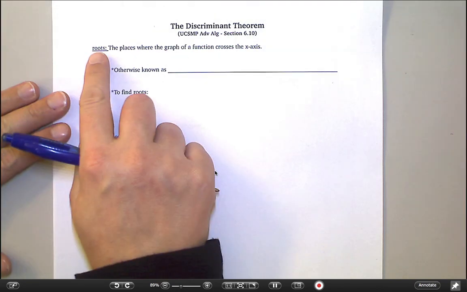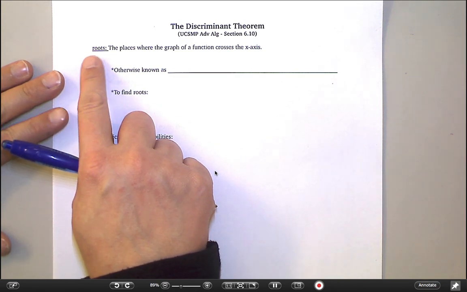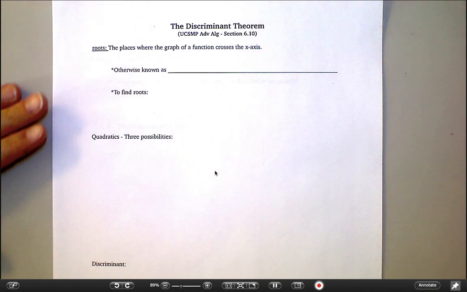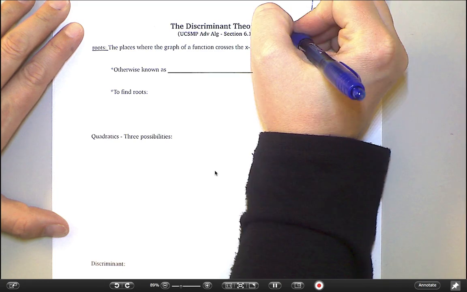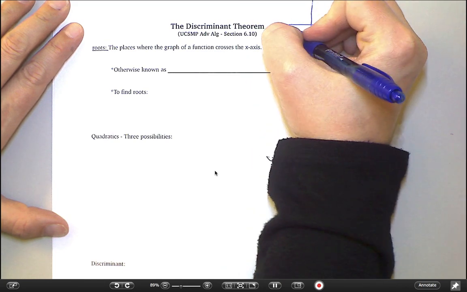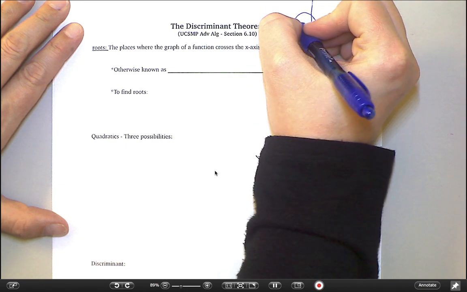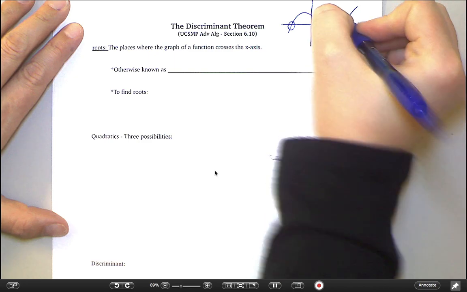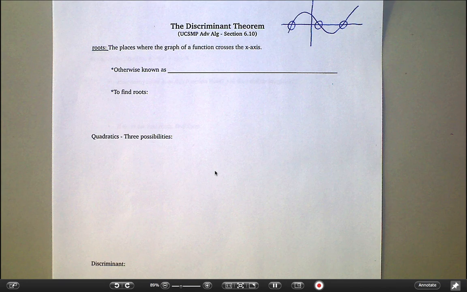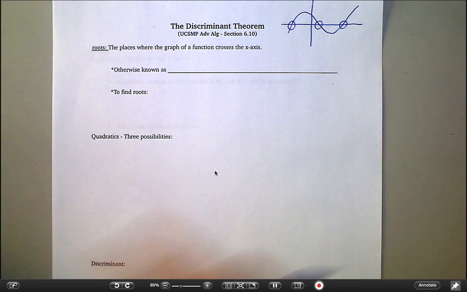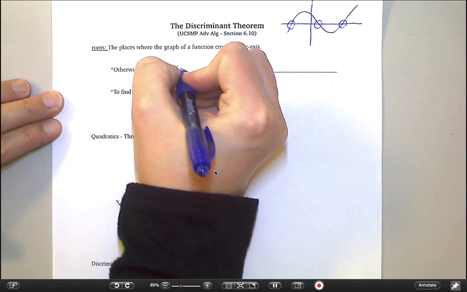So probably first thing you need to know here is when I refer to roots, what am I talking about? Roots are the places where the graph of a function crosses the x-axis. So I'm going to draw one here that's not a quadratic on purpose. If I had a graph that looks something like this, these spots here would be known as the roots. Now, we've called those something else before, right? Think about what those really are, those spots that I circled. Those are the x-intercepts.